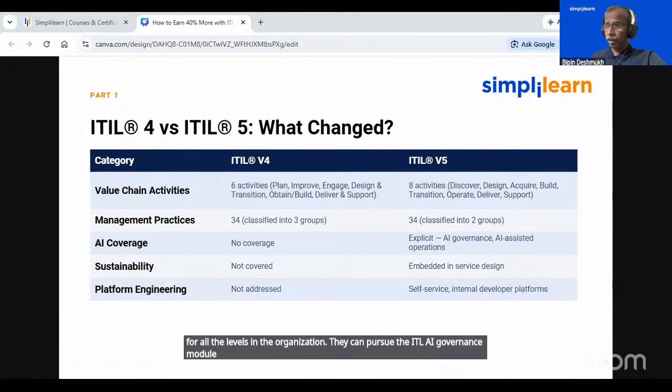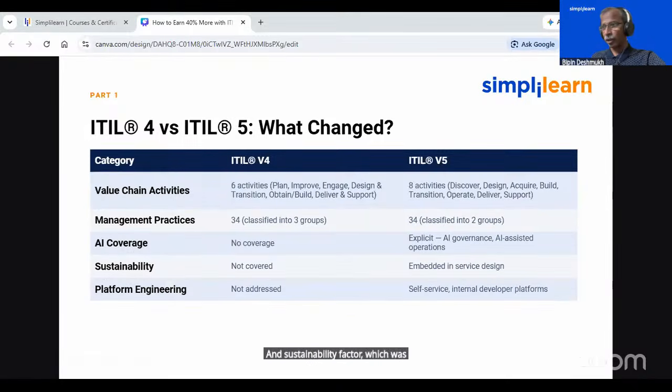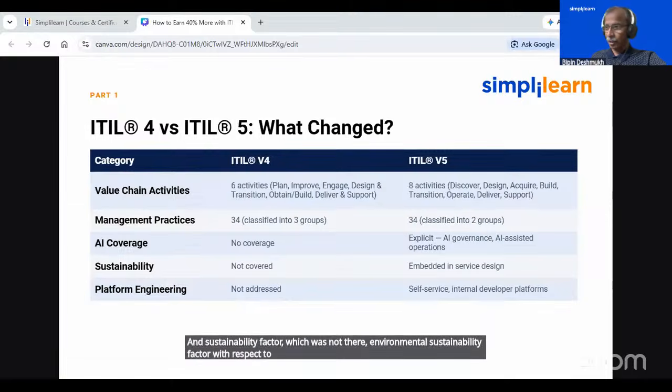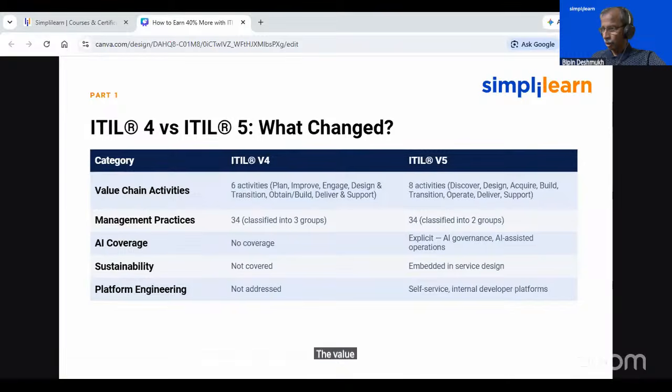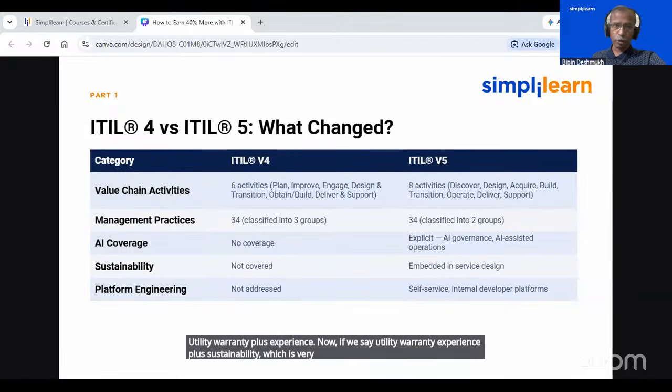And the environmental sustainability factor, which was not there, has been added consistently. Earlier we were saying that value is utility, warranty plus experience. Now we say utility, warranty, experience plus sustainability, which is a very critical and important aspect, which has been added in version 5.